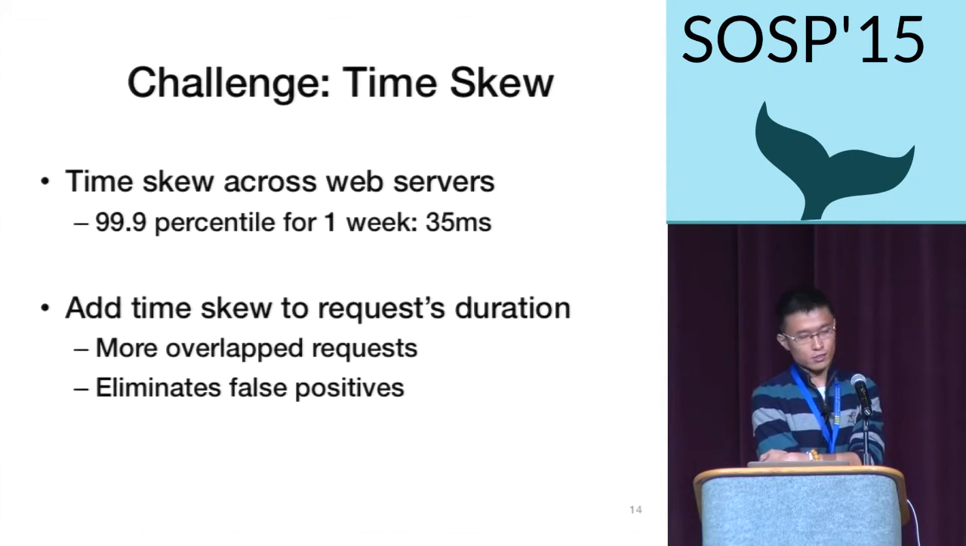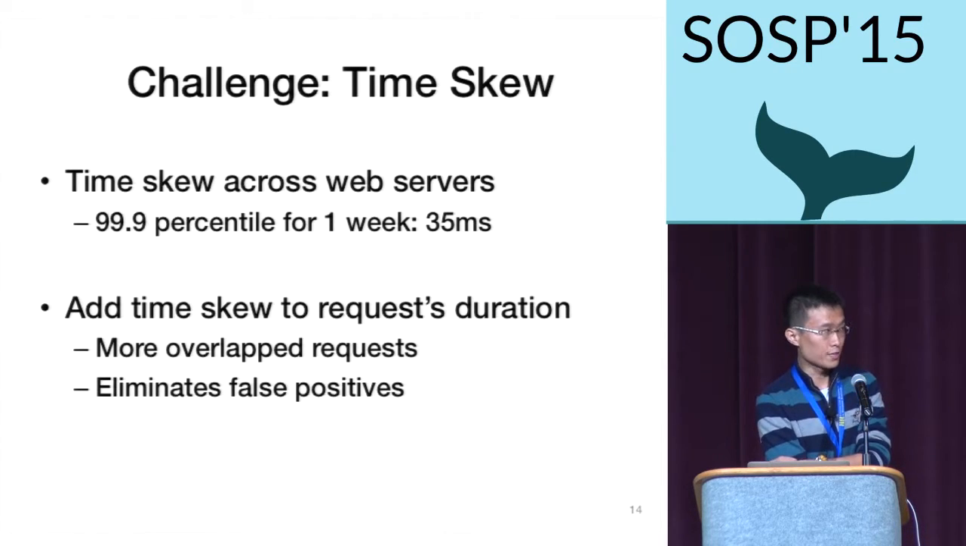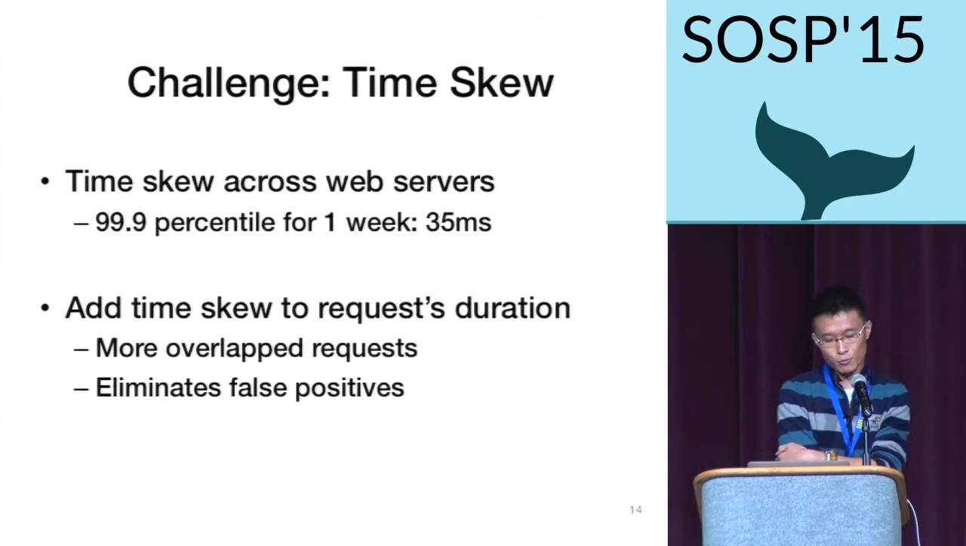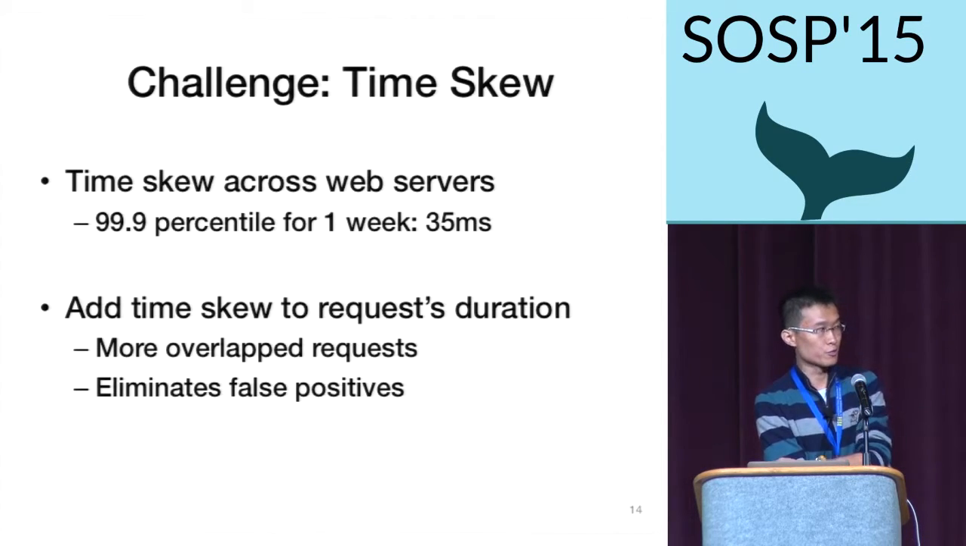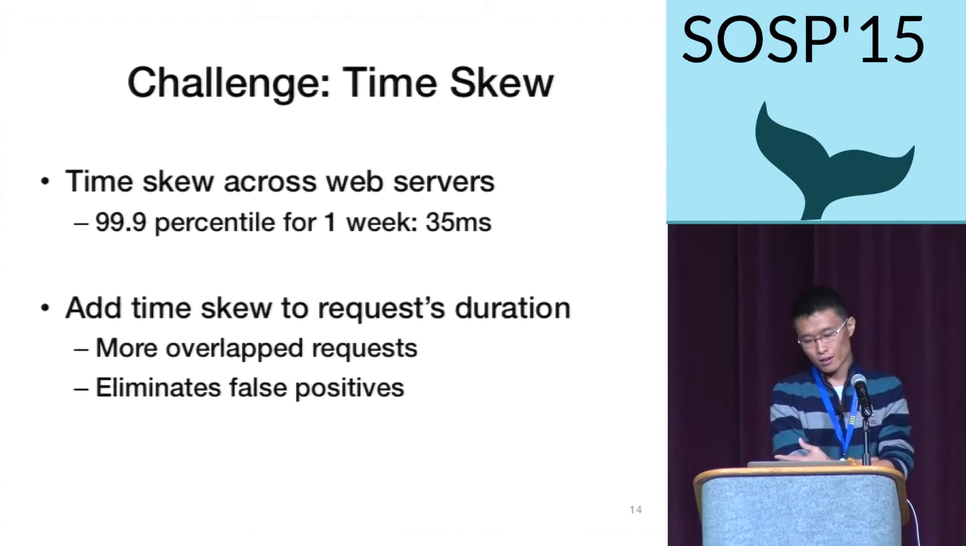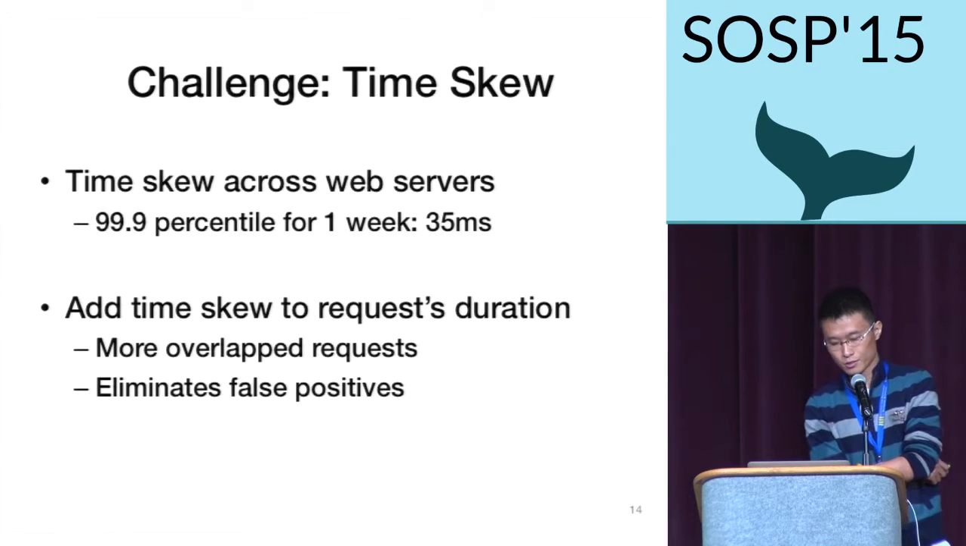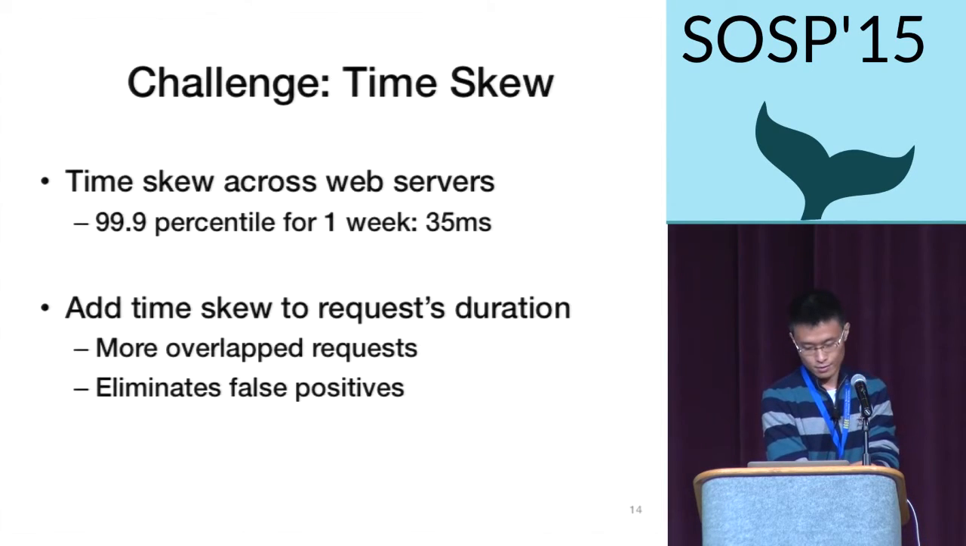Another real-world challenge is time scale. The time scale is the difference between a web server's clock and the actual time. And time scale makes our timing of the requests inaccurate. This may affect the way we order those requests and may introduce false positives to our results. To handle this challenge, we look into the distribution of time scale on the entire web server fleet over the trace period. We add the maximum of the 99.9 percentile, which is 35 milliseconds, to the duration of each request. So expanding the duration results in more overlapped requests and eliminates false positives.